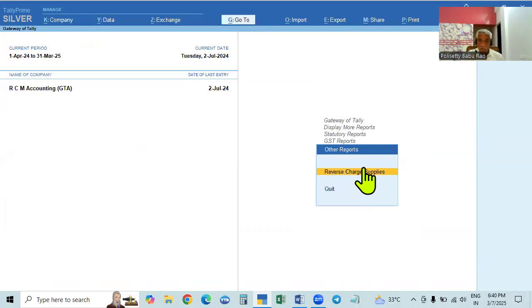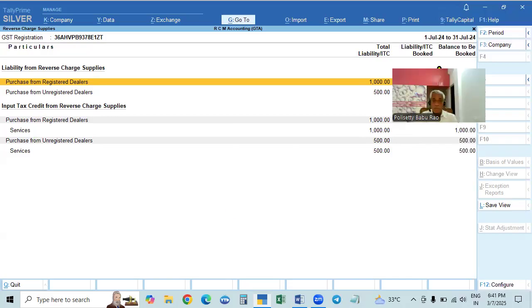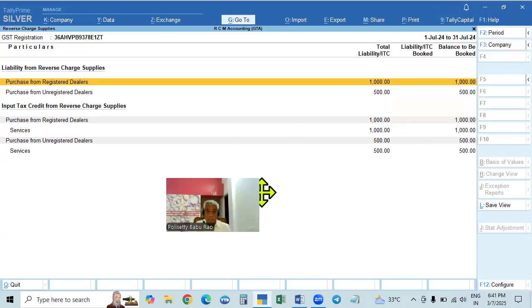In reverse charge supplies, so we click that, and it's showing total ITC, liability and ITC. This is liability, this is ITC. 1,500, 1,500, 1,500. Liability from reverse charge, input tax credit from reverse charge. Liability and ITC are to be booked, which means we have to create them. We have not entered anything in the book. It is shown in the report. We have to create the entries, then the report will work.